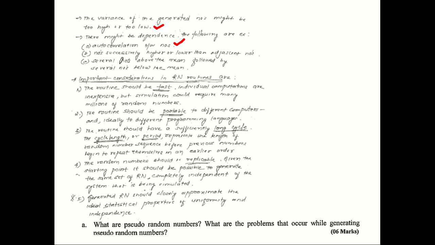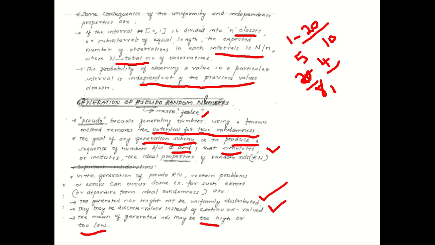So numbers successively higher or lower than the adjacent one. This particular error shows the prediction of the random numbers. This should not be there. Also, several numbers above the mean followed by several numbers below the mean. So all these are the different errors or departures from the ideal properties of randomness.